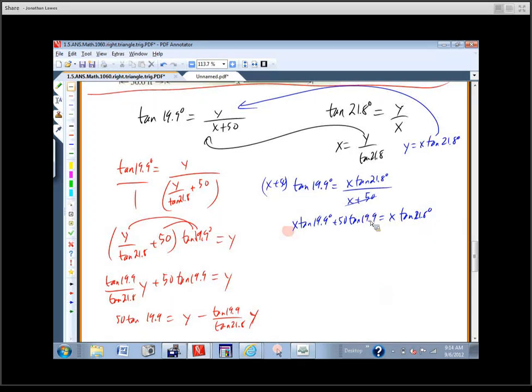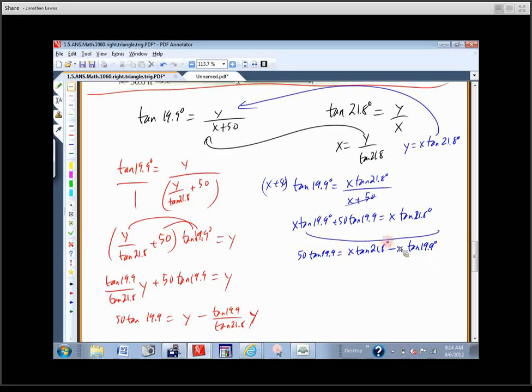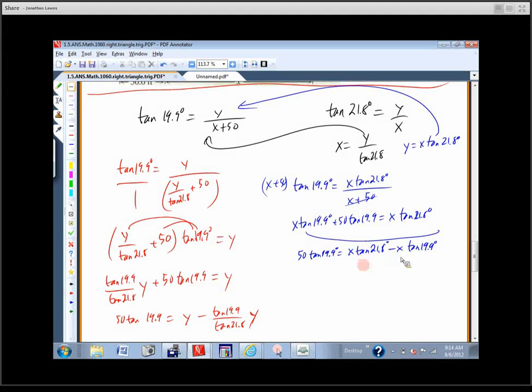I'm then going to solve this for x, so I'm going to move this to the other side. So I get 50 tangent 19.9 equals, this is going to be x tangent 21.8 minus x tangent 19.9. I still have to factor this, so I'm going to get x times tangent 21.8 minus tangent 19.9 equals 50 tangent 19.9. And then to get x by itself, I just divide both sides by that. So I end up with this, 50 tangent 19.9 over tangent 21.8 minus tangent 19.9. And that's what x is. So let's figure out what that is. We'll throw that in the calculator.